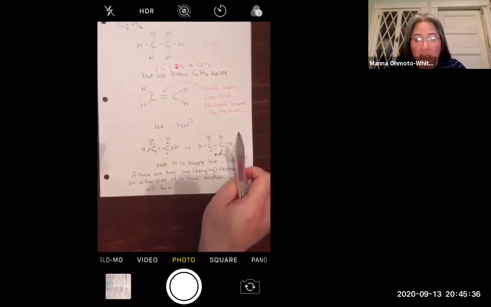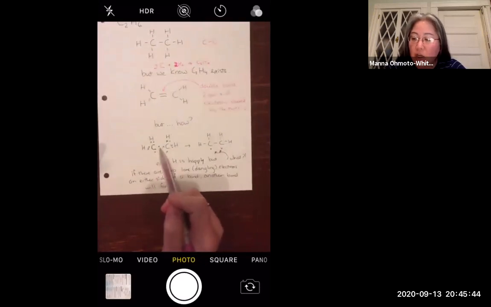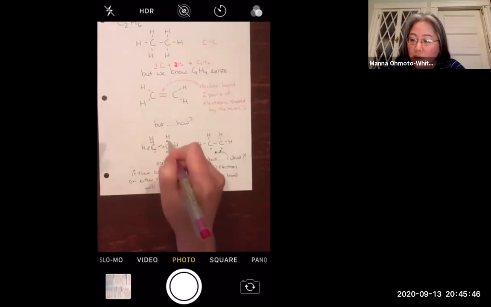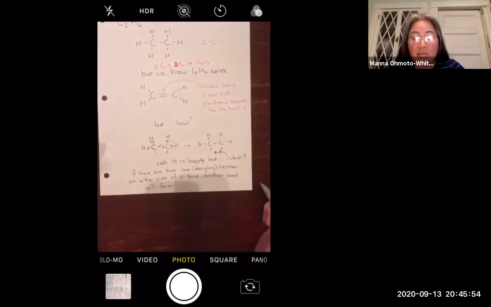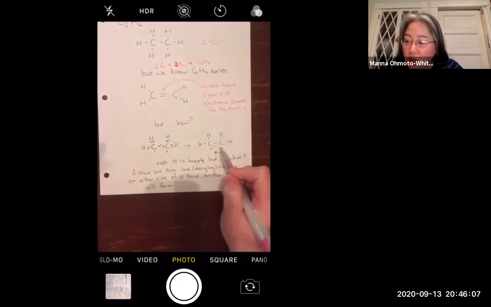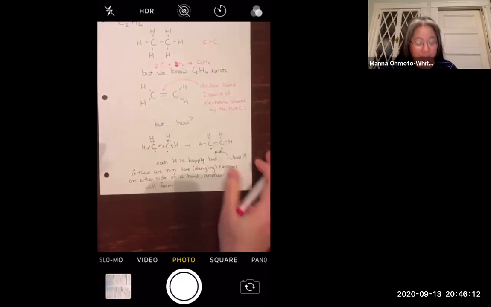Maybe you ask, but how does that happen? Well, if I draw the Lewis structure again with just the dots and the X's, and I'm adding the hydrogens on, I have a single bond here, here, here, and here, and I have across a single bond 2 lone electrons that are unbonded. Each hydrogen is happy, but the carbons aren't. There are 2 lone, or what I call dangling electrons on either side of the bond, and as a result, what's going to happen is that these electrons will then form between these 2 nuclei and form a double bond.